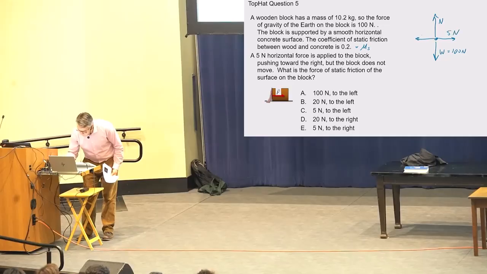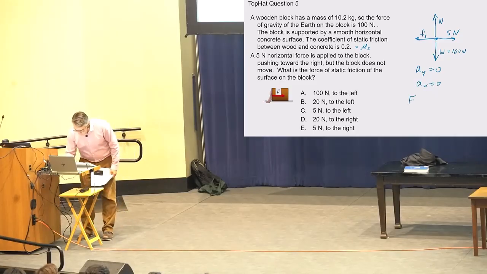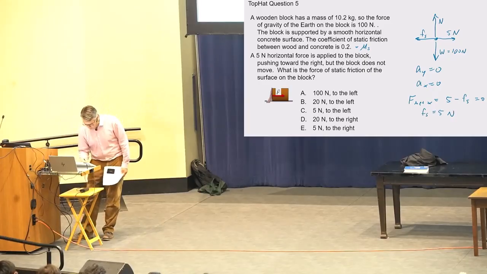And you've got the static friction force over here. The acceleration in the y direction equals 0. The acceleration in the x direction equals 0, because it's not moving. So F net in the x direction is 5 minus F sub s, and that equals 0. So F sub s equals 5 newtons, and it has to oppose that pushing force, so it's to the left.